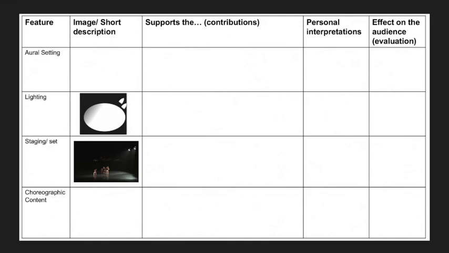For your homework, you now need to download and complete the homework table. This homework table asks you to write down how the aural setting, for example, supports the contributions of the piece. The contributions could refer to the choreographic intention, the stimulus, or the choreographic approach. You are then required to give your personal interpretation of the aural setting and then how the aural setting affects the audience. Make sure you use the booklet that we have completed today to help you with this homework.